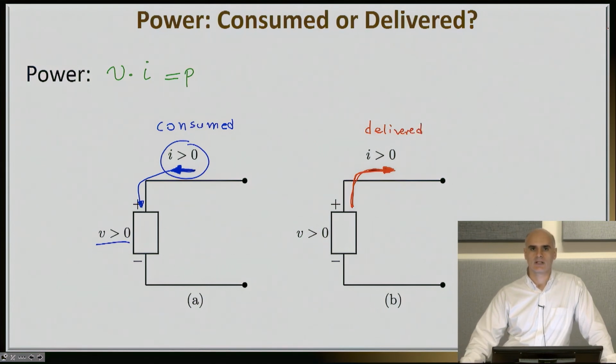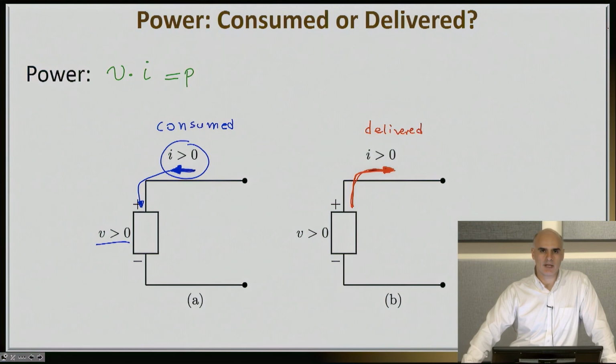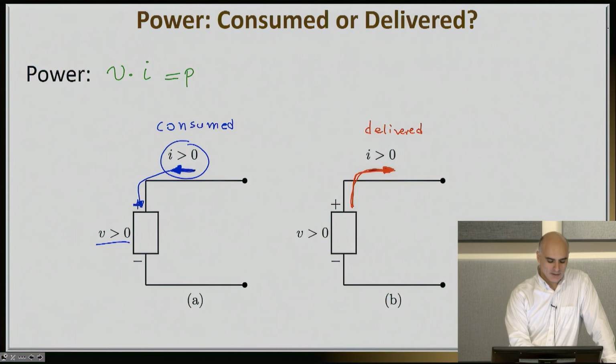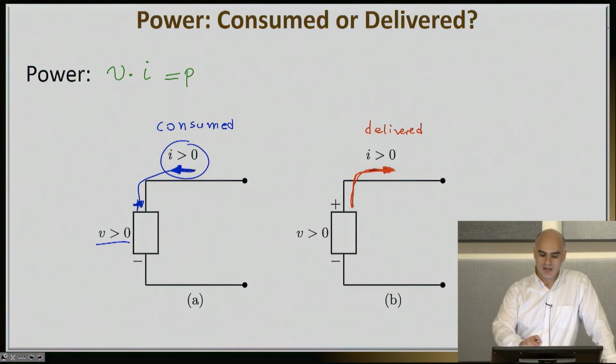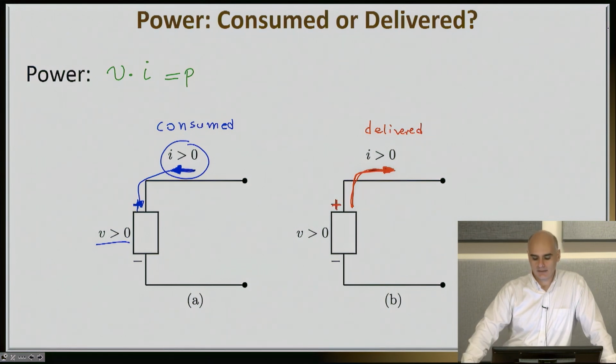So let me say this again. V times I in any case gives power. But if the current is entering the device from the positive terminal, the result V times I signifies consumed power, while if the current is leaving the positive terminal, then the device is delivering power.